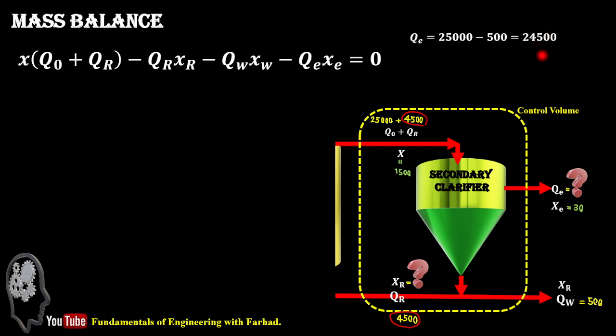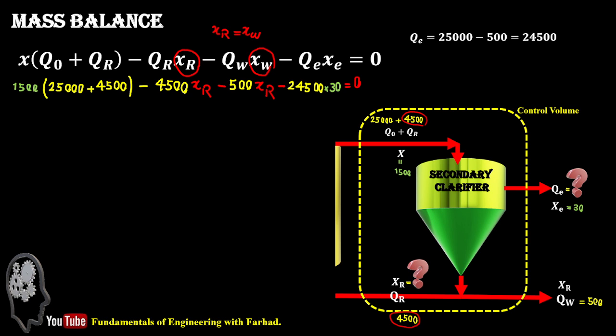So 24,500 US gallons per day is Q effluent. And we already talked about why XR and XW are the same. So if we replace XW by XR in this part, we can say 1500, which is the concentration of biomass, times Q naught, which is 25,000, plus Q return 4500, minus Q return times the concentration of return, minus Q waste times the concentration of that, minus Q effluent, which we just calculated, times the concentration which is provided, should go to 0.